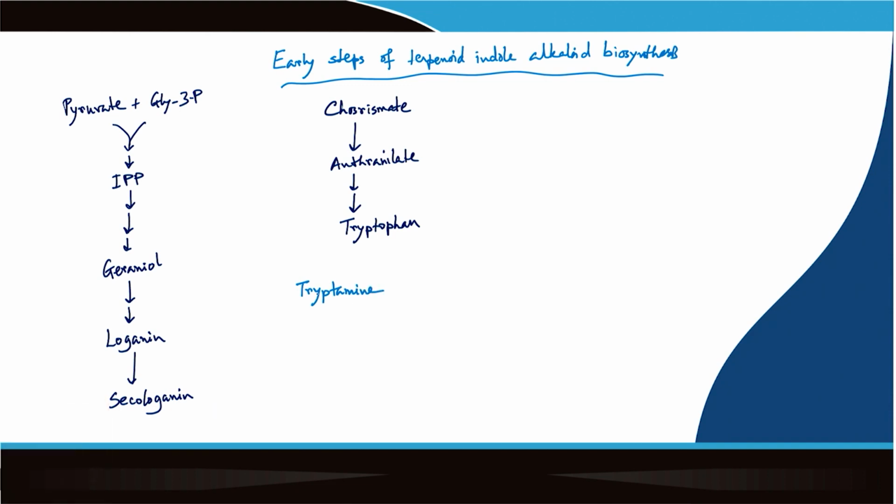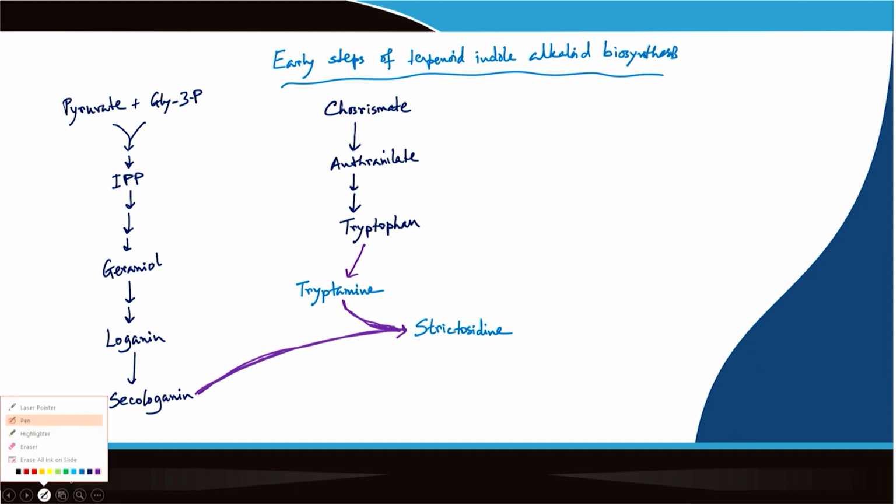And this secologanin and tryptamine joins together and forms the strictosidine. So, this is an important step. The enzyme which is responsible for this joining is called strictosidine synthase or STR.